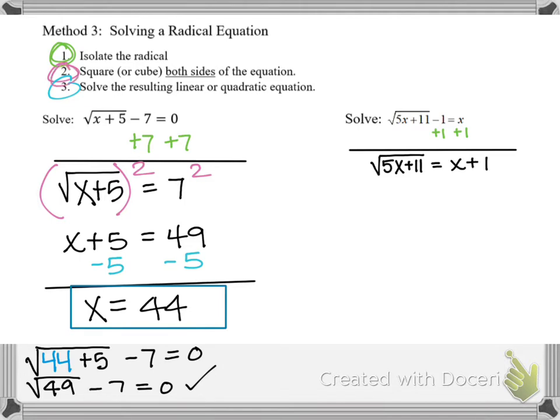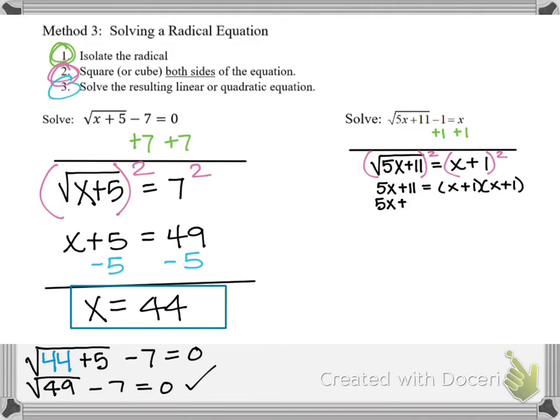So I'm going to go on to step 2. I'm still going to square both sides, but on the right side, I have to be very careful to put the binomial x plus 1 in parentheses before I square it. Because when you square a binomial, it's going to be the binomial times itself. So watch what happens in the next step. I can eliminate the square root sign on the left, so I get 5x plus 11, but then that equals the binomial x plus 1 times itself, because it's the binomial x plus 1 squared.